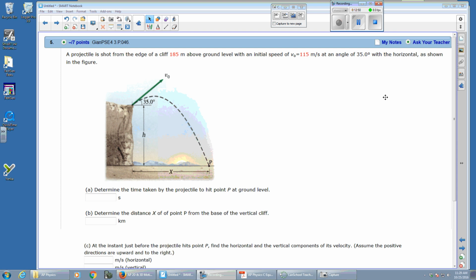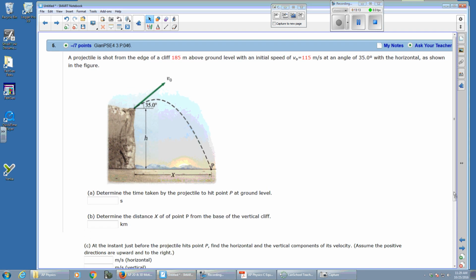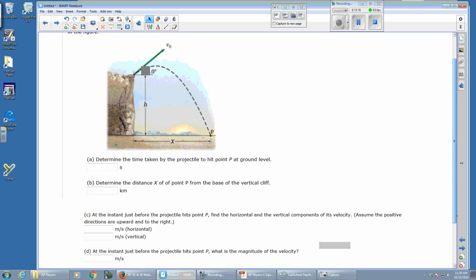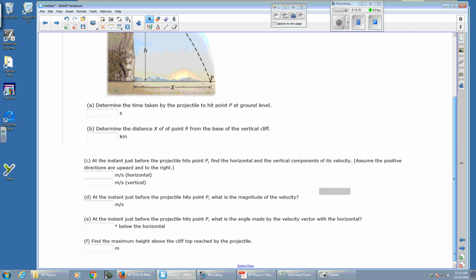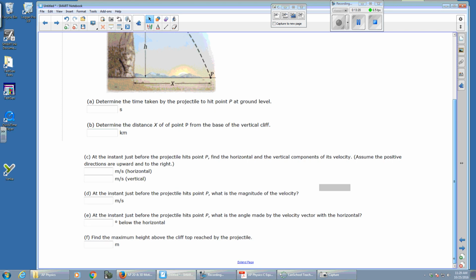All right, so number 5. We get this projectile at the edge of a cliff, above ground level, at an angle, as shown in this pretty little figure. So determine the time for the projectile to hit point P on ground level, and determine the distance x of point P from the base of the cliff. At the instant before the projectile hits P, find the velocity.